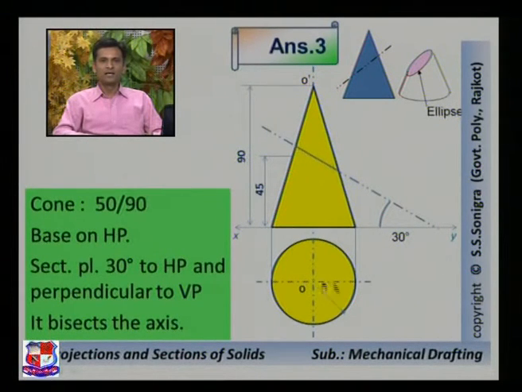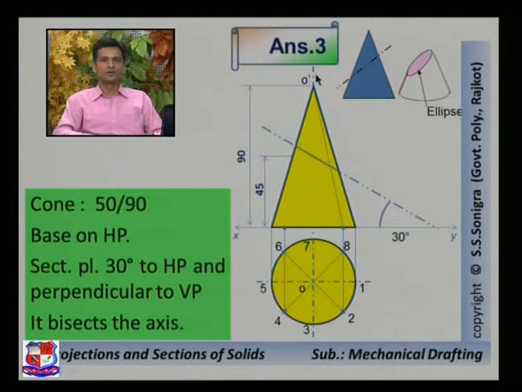So for that, let me divide this circle, this top view, into 8 equal parts, 1, 2, 3, 4, 5, 6, 7 and 8. So 8 equal division is there. From each point 1, 2, 3, draw imaginary generators. From 2 and 8, one vertical line over it. It will cut the base over here.